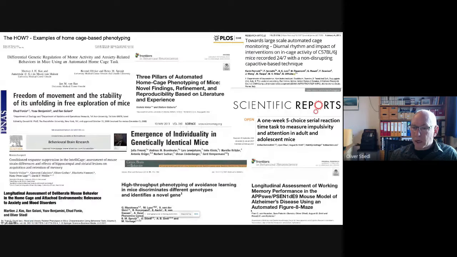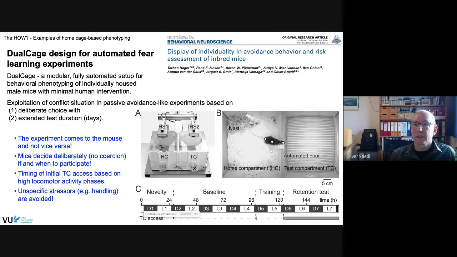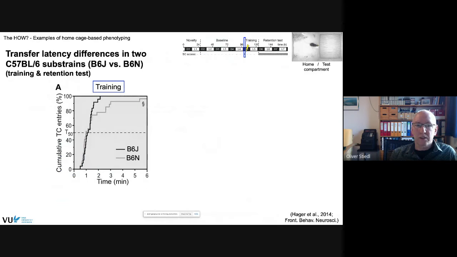And we are using different outcome measures, and we are looking at novelty in the beginning. We let the animal habituate to this environment, and then we do training, and then we do a retention test, which lasts for, in this case, 2 days. The good thing is that, of course, the experiment comes to the animal. The animals decide when and if to participate in the test. And the timing of the tests is exactly coupled with the peaks of activity. So thereby we avoid any unspecific stressors. And this is the paper that we published on this, and there's more to come.